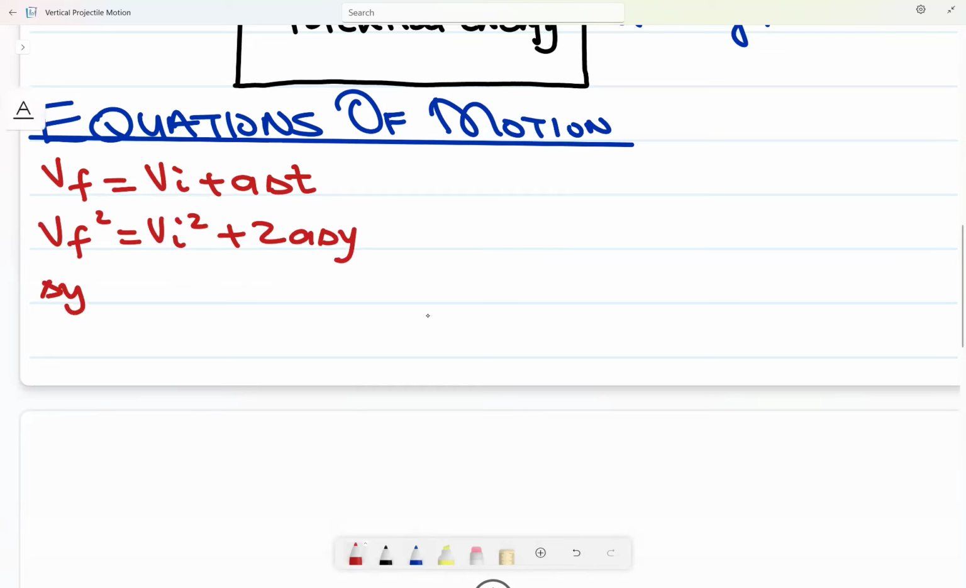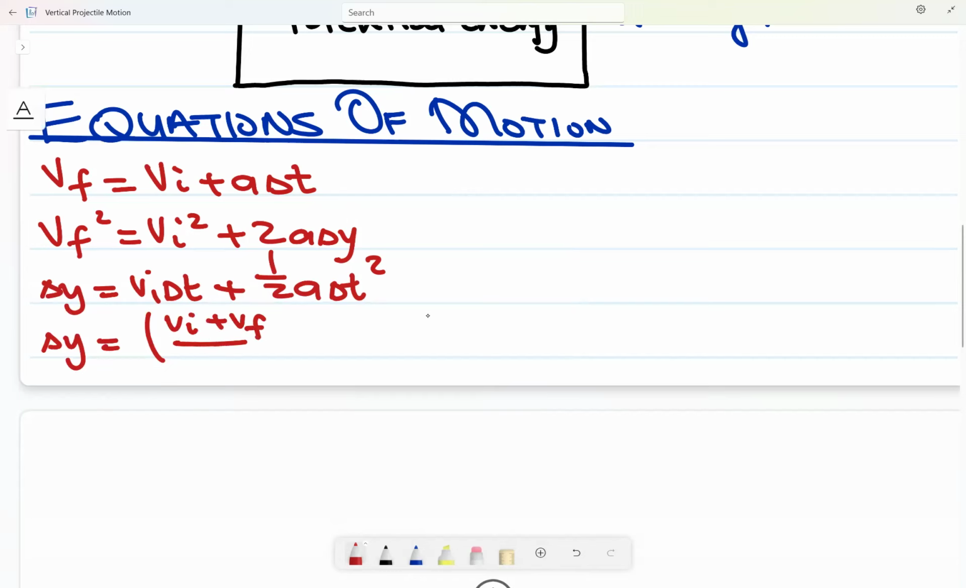Then we have change in y is equal to Vi change in time, plus half a change in time squared. This one appears most of the time. Then we have the last one that we really use: Vi plus Vf divided by 2, multiplied by change in time. This one we really use.